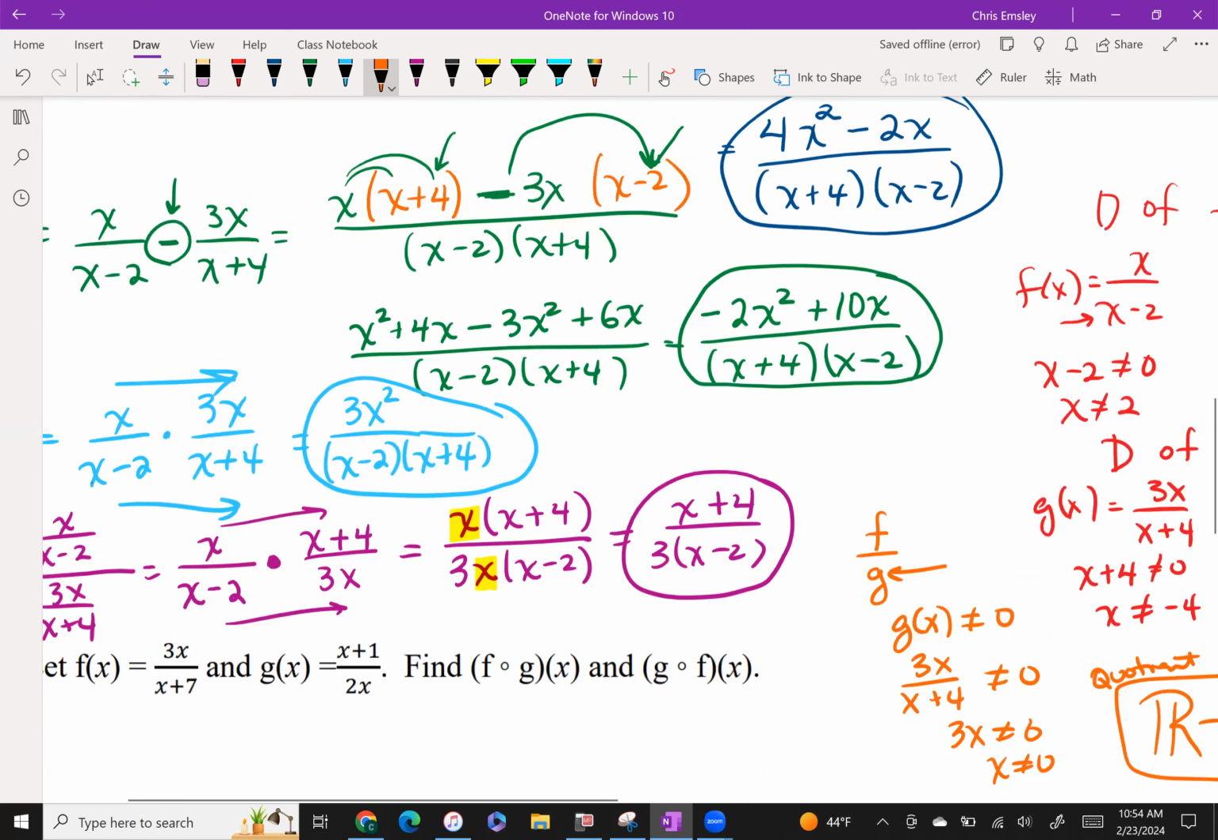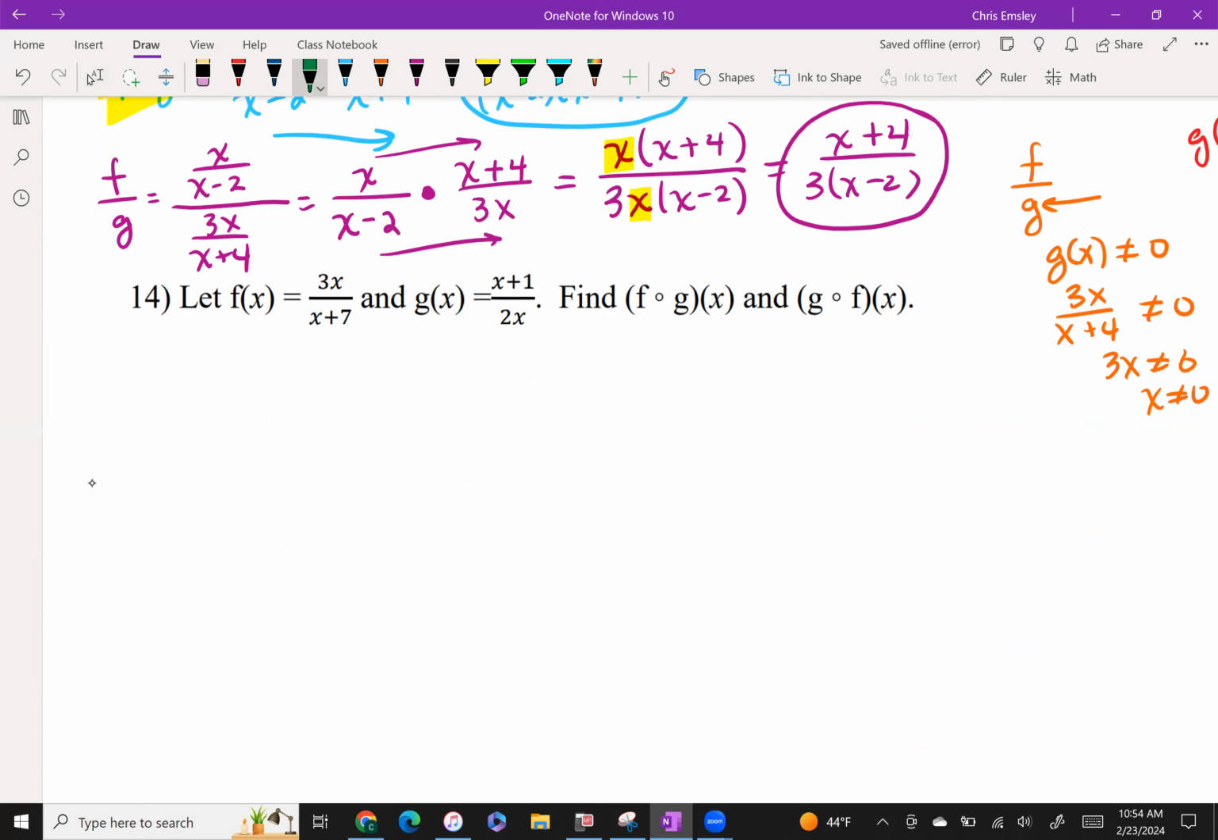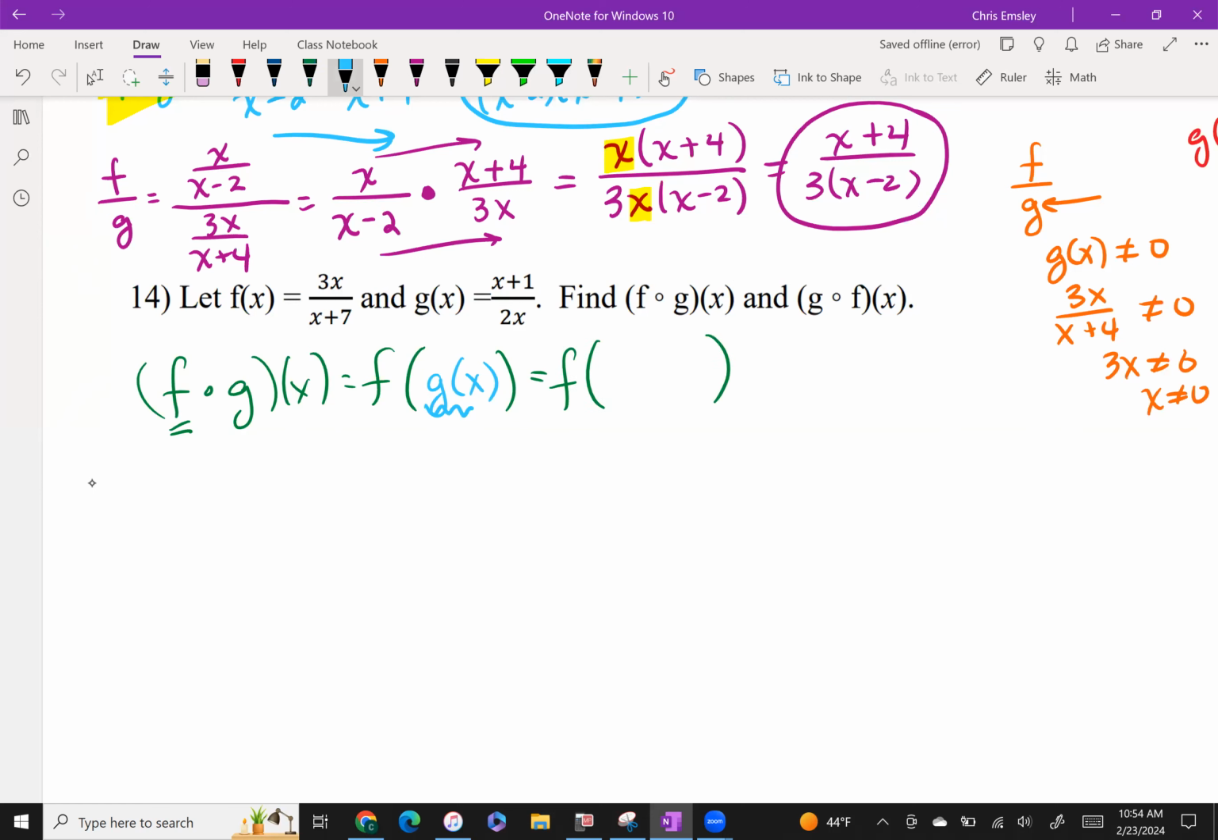Okay, next up, number 14, we're looking at some composites here. We want to find f of g of x, which the definition of that is whatever function comes first, that goes on the outside. Whatever function comes second, that one goes on the inside. So this is what we're trying to figure out. What I like to do first is replace, this is the label. This tells us what function to use. Here is the actual function of g of x. So that's what I'm going to do first, replace that out.